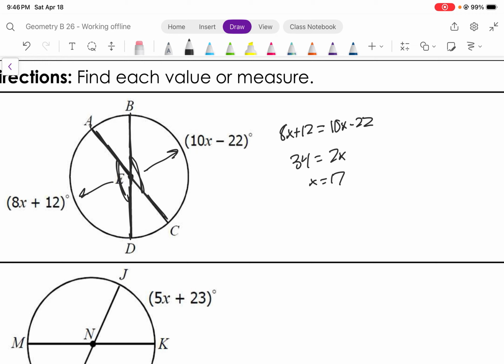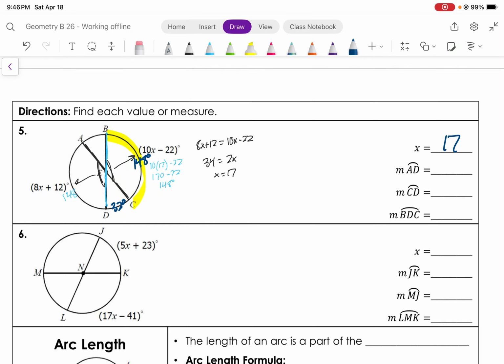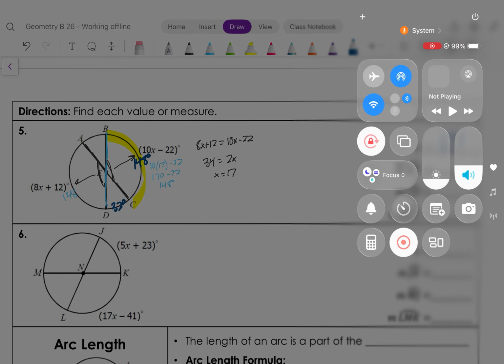Got to go plug it in to find the actual arc measure. So that's 10 times 17 minus 22. That's 170 minus 22. So that would be 148 degrees, which means that's 148 degrees. And again, if this is a diameter, and diameters cut the circle perfectly in half, if this is 148, that would mean this has to be 32 degrees to finish the semicircle. And so now we can say that's 17. And I'm going to have to pause for half a second.